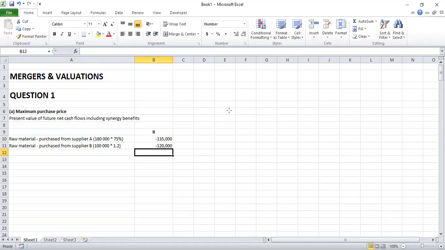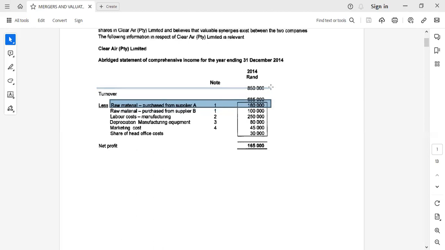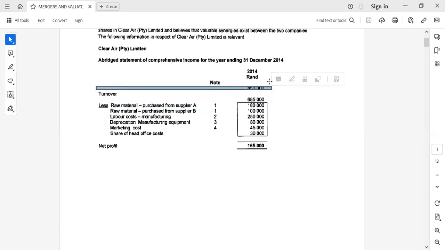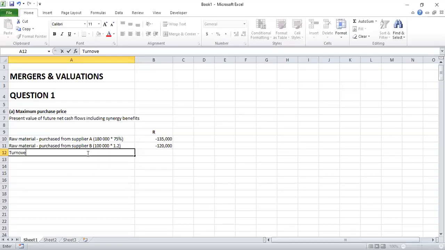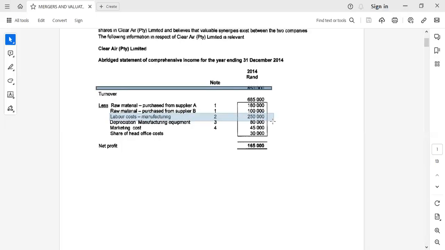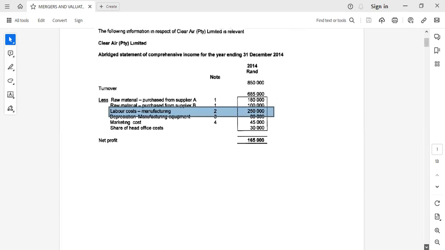Then the turnover is 850. There's no note, so we assume that it will remain at 850. I left the turnover here. Right. Then labor costs of 250. They are saying number 2. We should go to number 2.